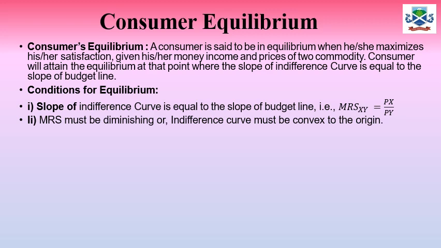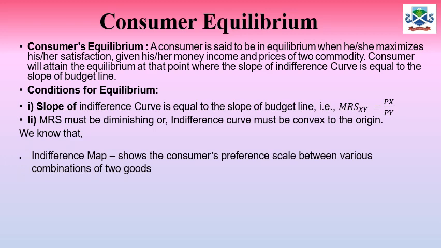So those are the two conditions that must be satisfied if the consumer wants to get maximum satisfaction from his given money and the prices of the two commodities. Now we know the indifference map is basically the family of indifference curves, where higher and higher indifference curves show higher and higher levels of satisfaction.